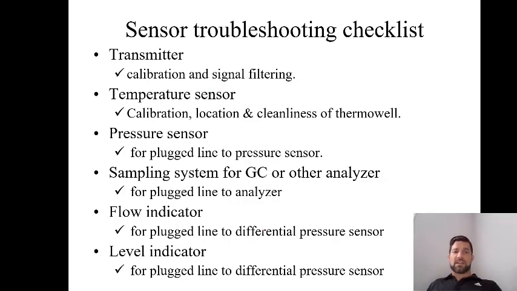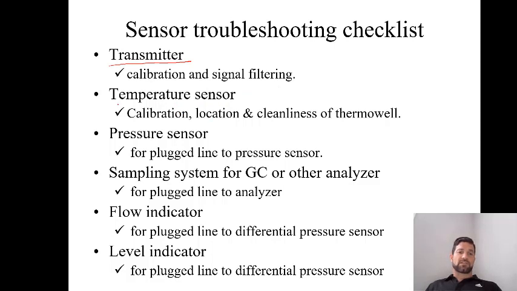Okay, so here is a general sensor troubleshooting checklist. All sensors are going to have some sort of transmitter, so a signal is going to be sent from the sensor, so what's actually being measured, to the controller. For example, in a thermocouple, you might measure the millivolts, and then convert that to a milliamp signal, and that signal is filtered and goes to the controller.